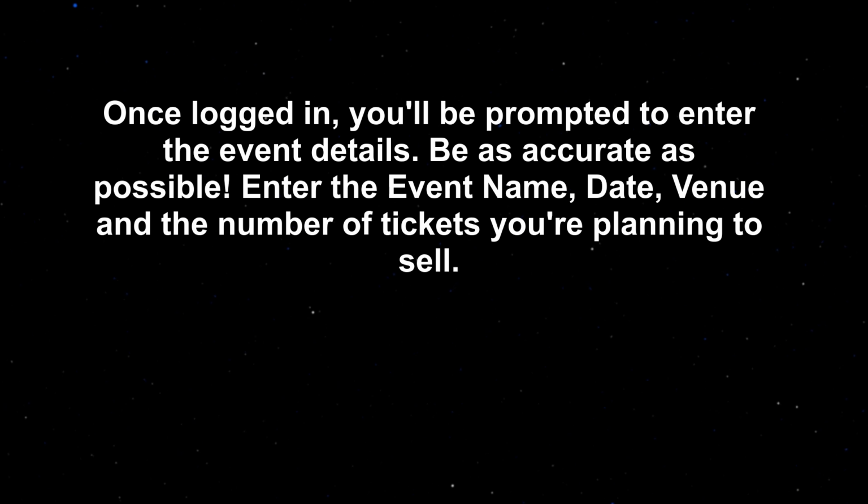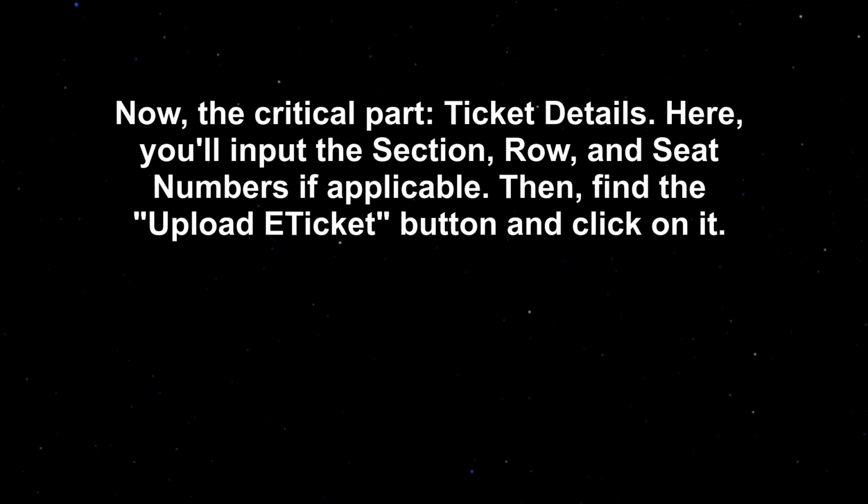Be as accurate as possible. Enter the event name, date, venue and the number of tickets you're planning to sell. Now, the critical part: ticket details. Here, you'll input the section, row, and seat numbers if applicable.